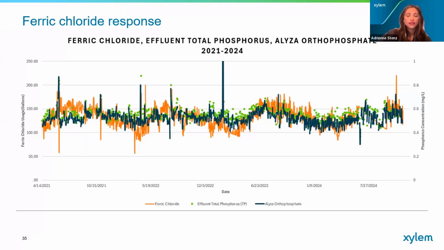Unfortunately, there weren't any logs of ferric usage before 2021, so we couldn't calculate exact chemical savings from the analyzer, but we do see that this system is highly responsive and that the dosing pumps are reacting in near real time to the actual process conditions.